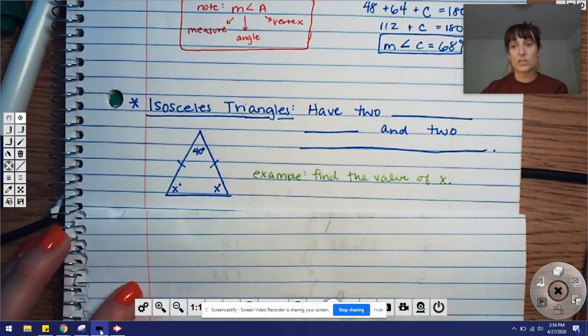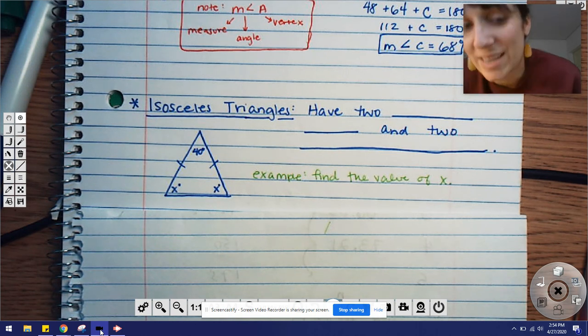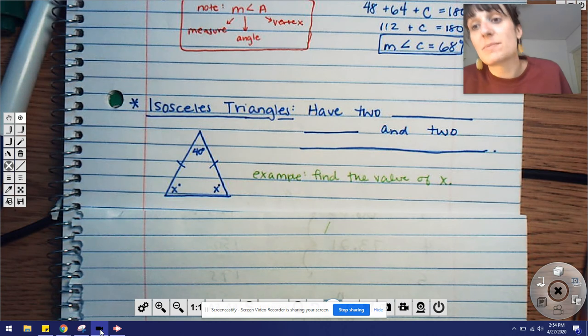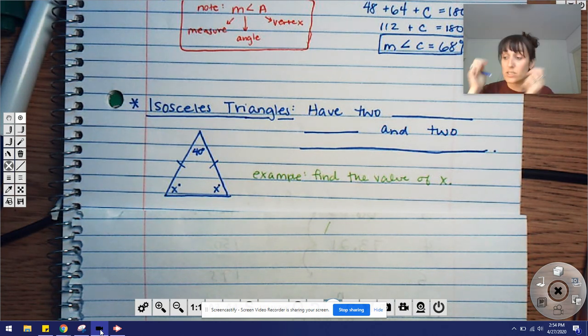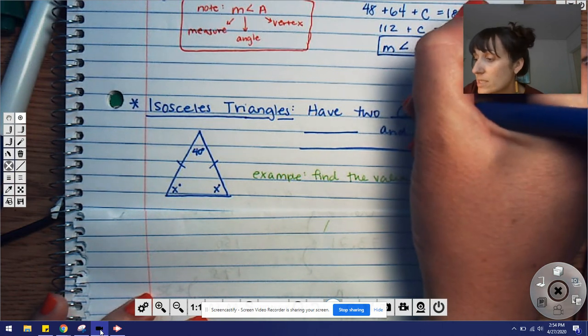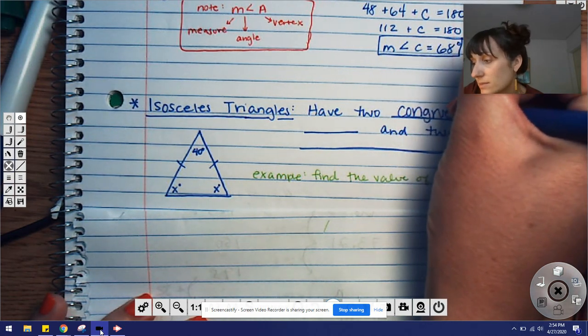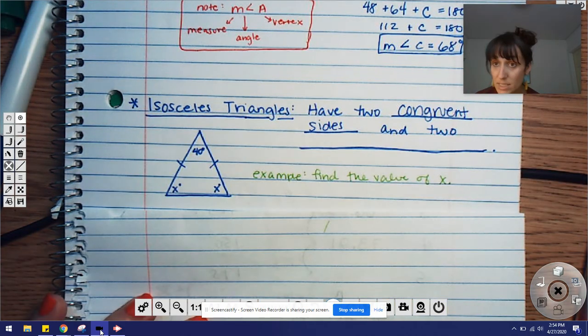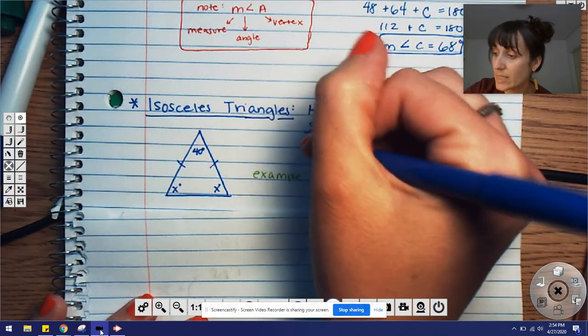The next thing we need to know about triangles is actually a special case. Isosceles triangles. Isosceles is a special type of triangle. An isosceles triangle has two congruent sides and two congruent angles.